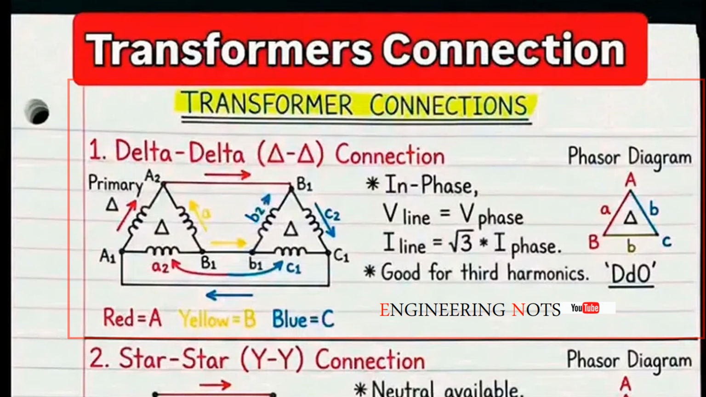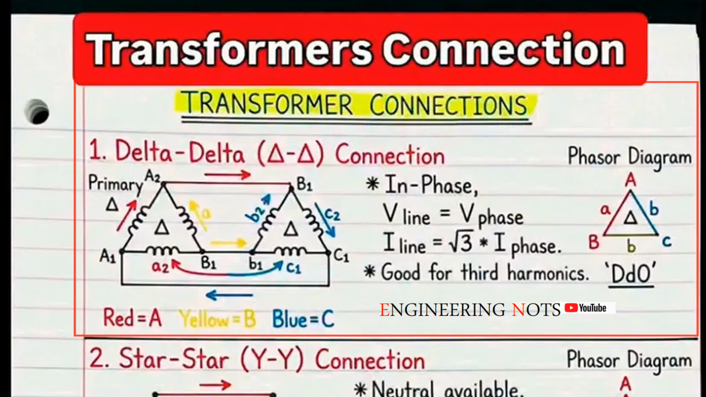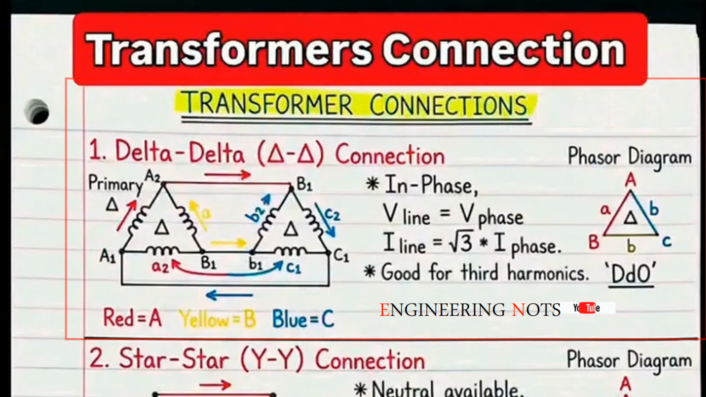One of the biggest advantages of delta-delta is that it's great for third harmonics. Third harmonics circulate inside the delta winding. And don't escape into the line. This keeps the system clean. And reduces interference. The vector group for this connection is DD0. Meaning zero phase shift between primary and secondary.